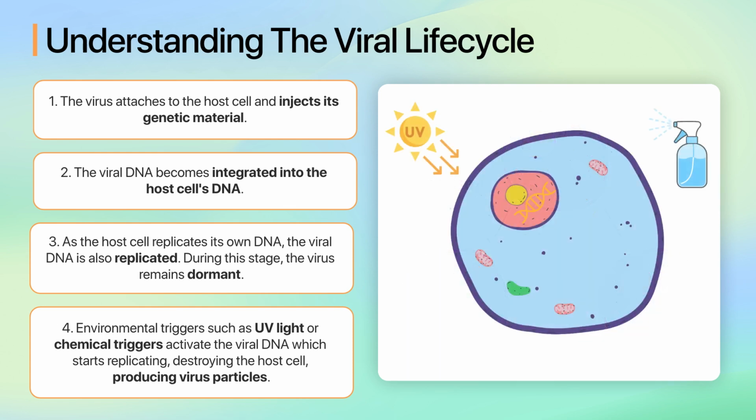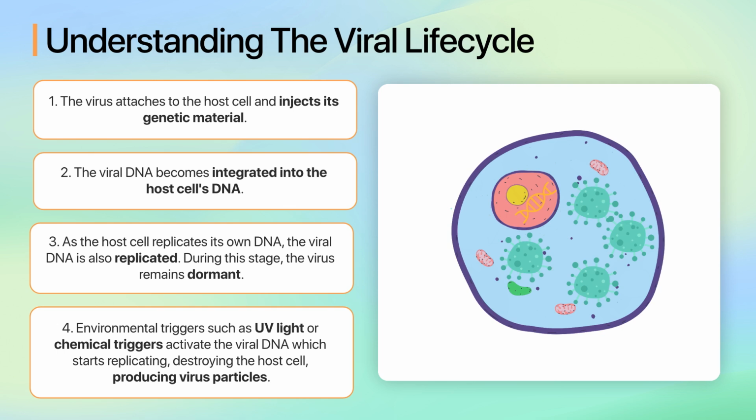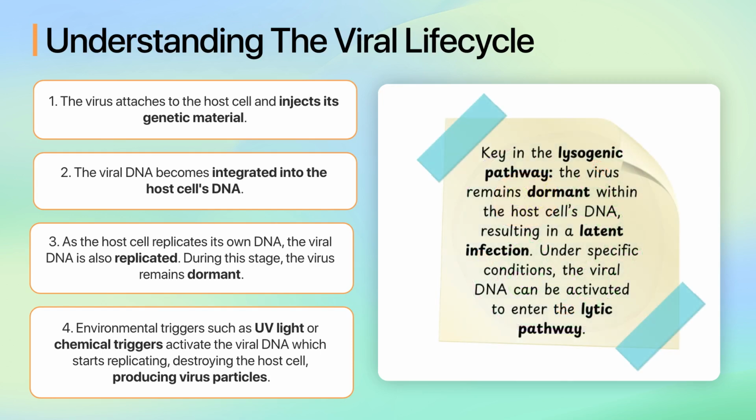Certain environmental factors, such as UV light or chemical triggers, can activate the viral DNA, causing it to enter the lytic pathway. Once this happens, the virus starts replicating, leading to the destruction of the host cell and the production of new virus particles. In the lysogenic pathway, the virus remains dormant within the host cell's DNA, resulting in a latent infection. Under specific conditions, the viral DNA can be activated to enter the lytic pathway.